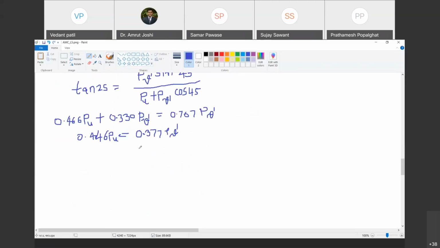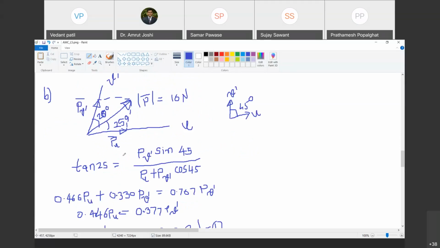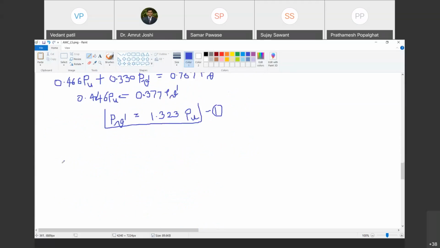Now tell me how much is PV dash in terms of PU. PV dash is equal to 0.446 upon 0.377. Yes sir. So it turns out to be 1.323 PU. Am I right? Yes sir. This is the first equation. Now what is the second equation? Second equation is R square is equal to PV dash square plus PU square plus 2 PU PV dash cos 45. Happy? Yes sir.